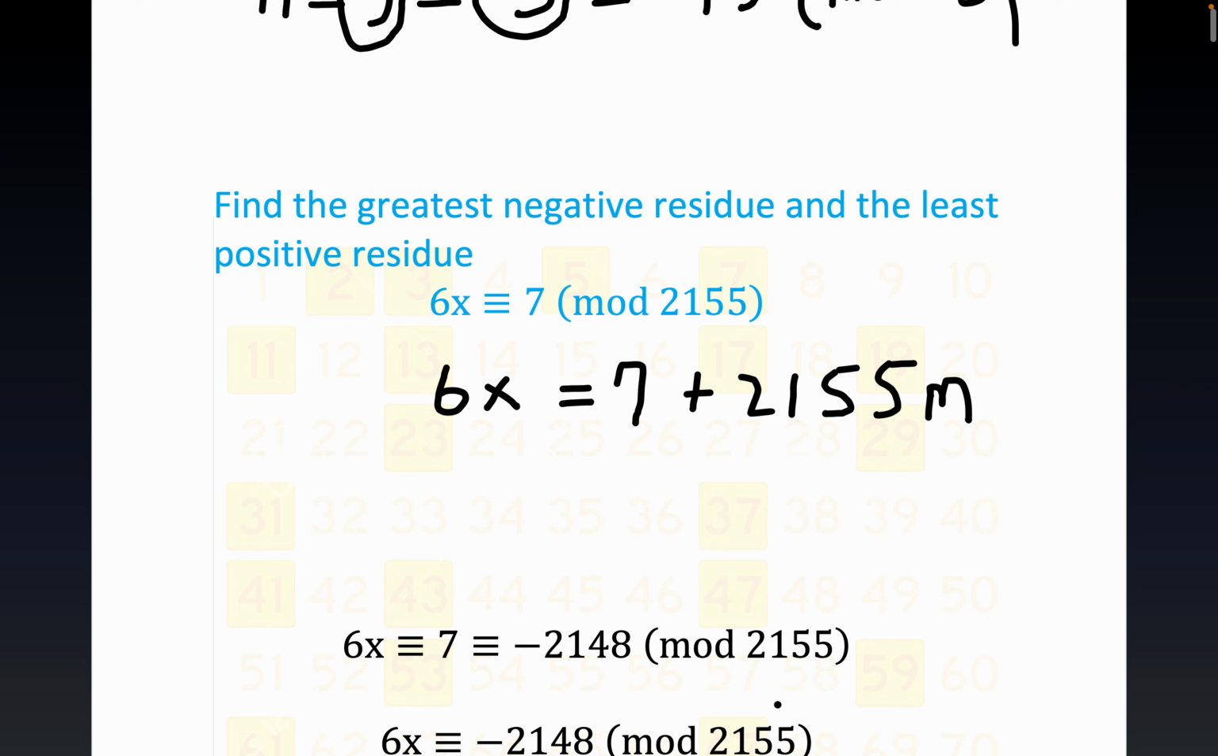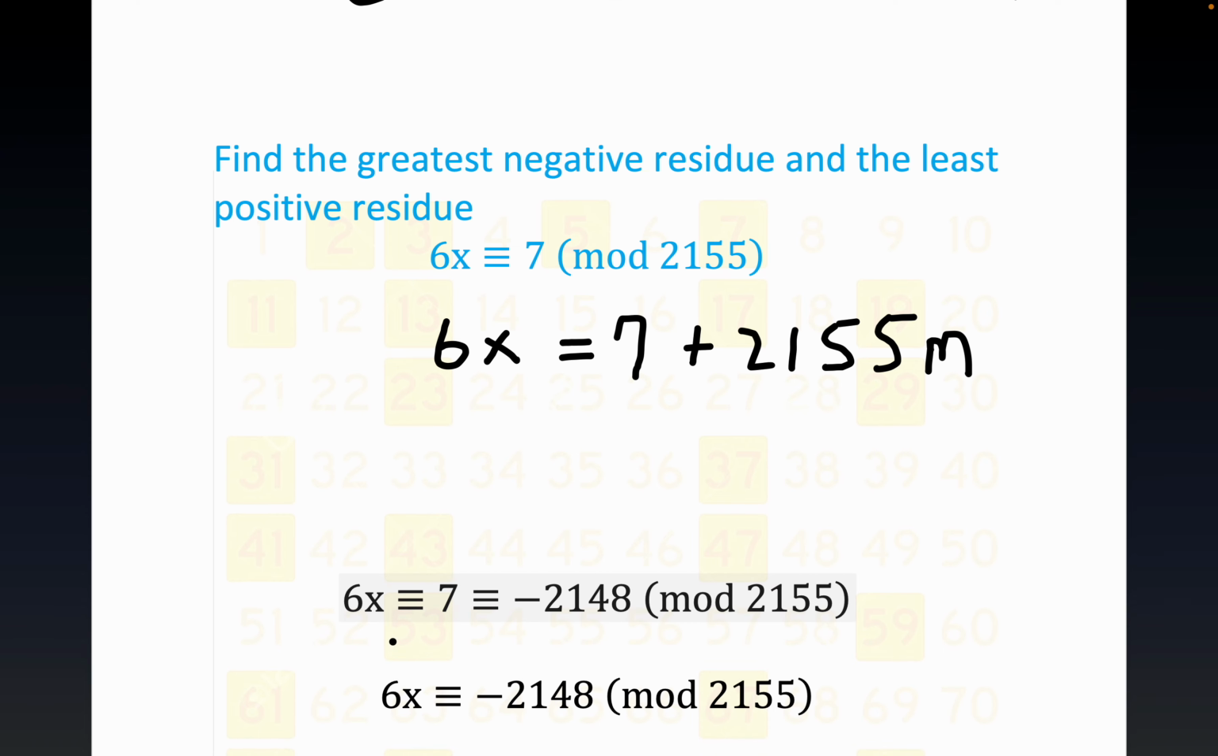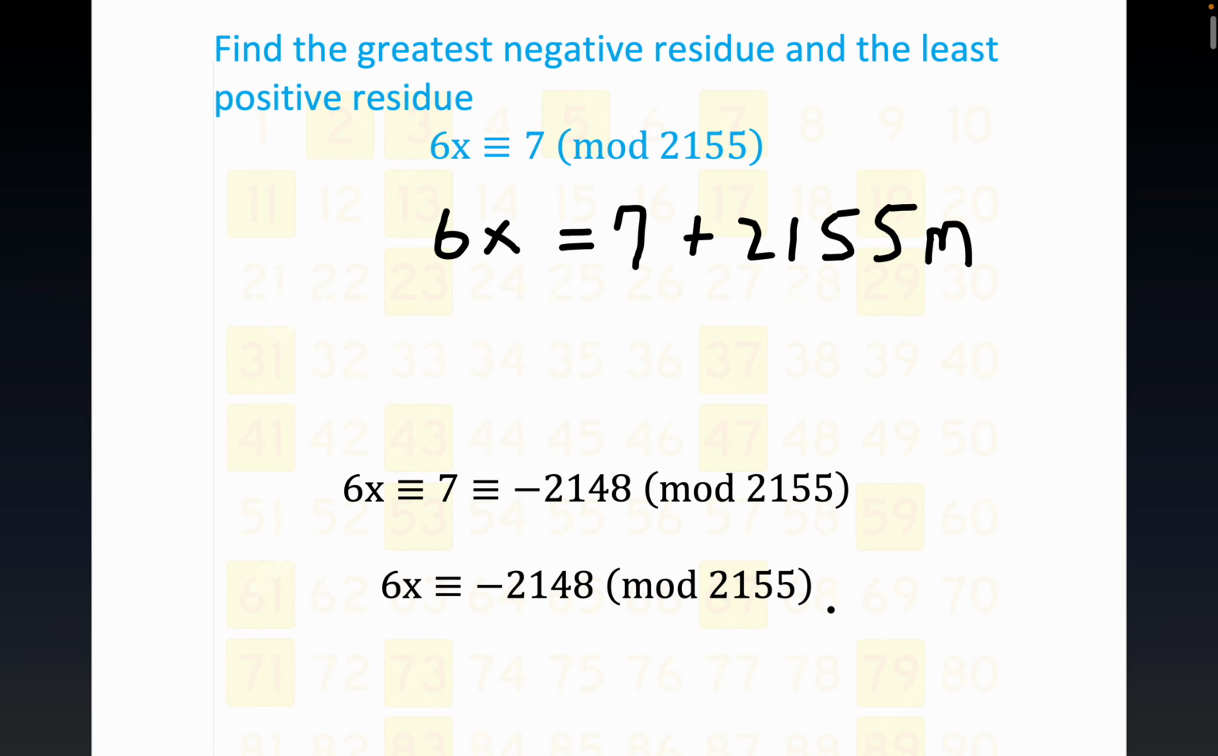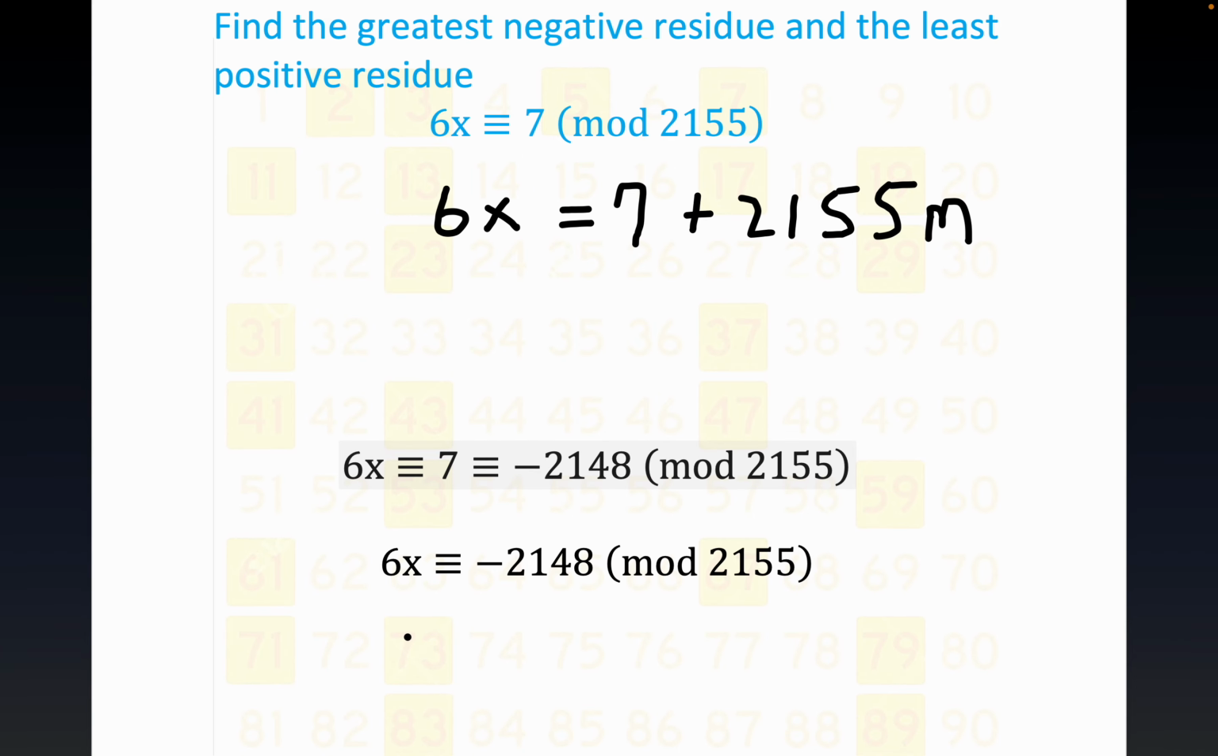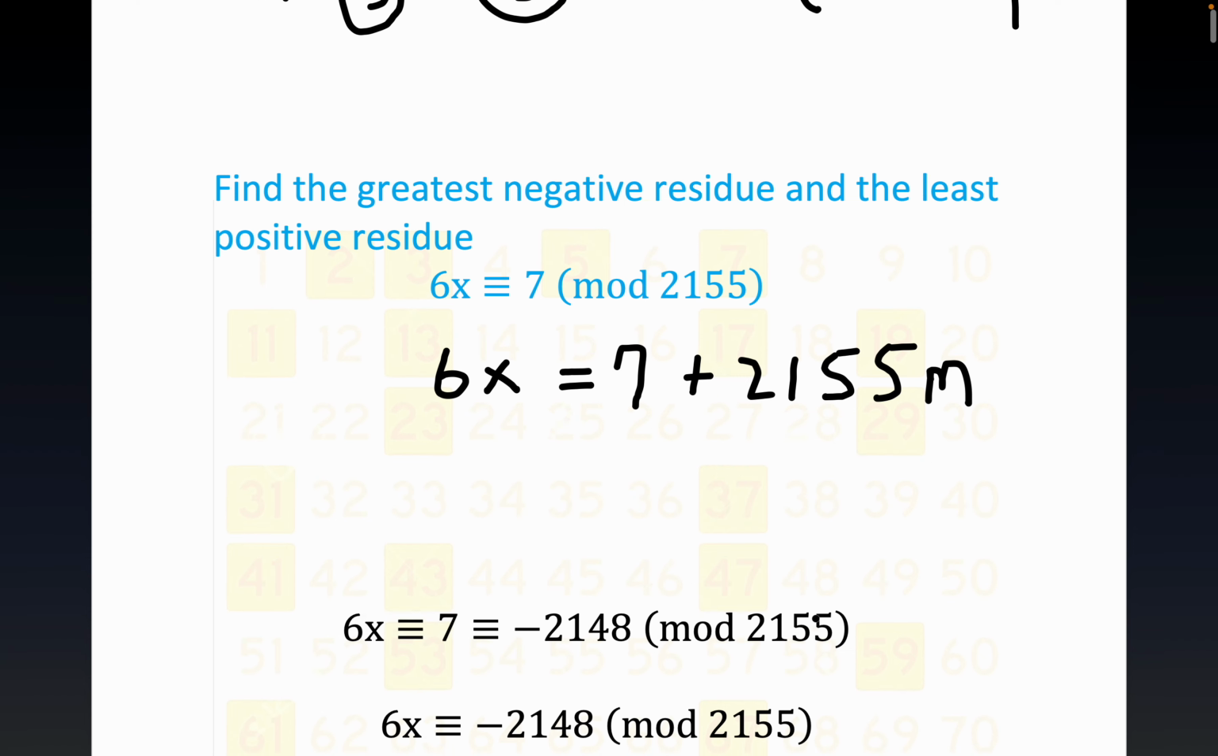Now, what we'll do next here, and again, there's a result from number theory that says if 6 and 2155 here are relatively prime, you can just cancel. Okay, but I'd like to show you the reason why. As before, you could write this as 6x is equal to minus 2148 plus some multiple of 2155, plus 2155. We'll just use m again. It doesn't make any difference.